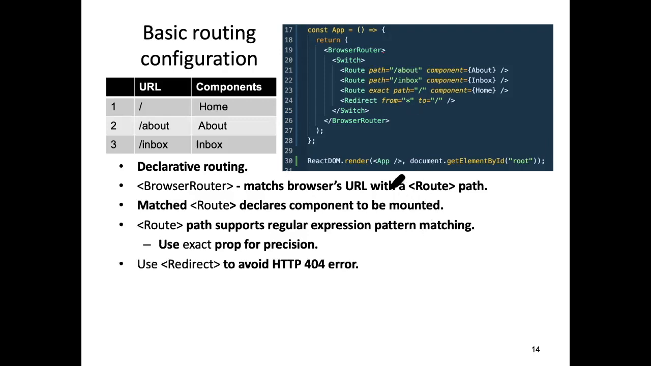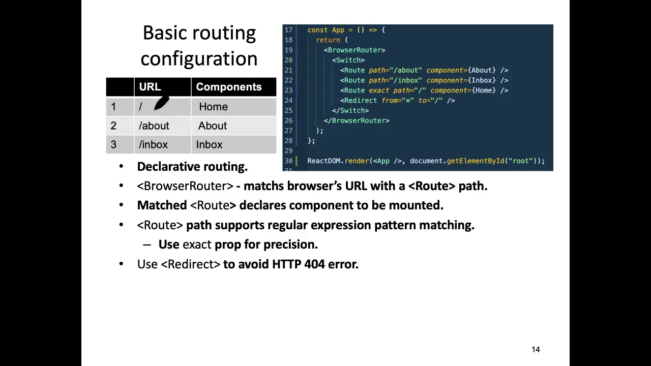The redirect, oh yeah, that's the last one there. It's always the last one really in the series of routes, and the redirect essentially avoids the 404 problem. So if the browser's current URL is none of the three that are on my table here, then I don't want my app to just throw back a 404 response.